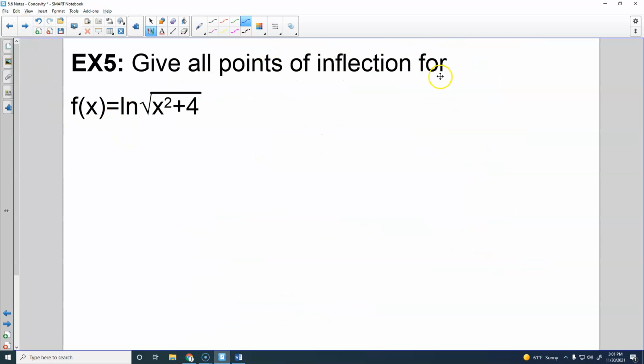So if we want points of inflection, we got to find the second derivative. I'm going to write this first as natural log of x squared plus 4 to the 1/2. Now, there's a property of logs that can make our life a little bit easier here. What can I do with this exponent right here? I can write it out front. So I can write this as 1/2 natural log of x squared plus 4.